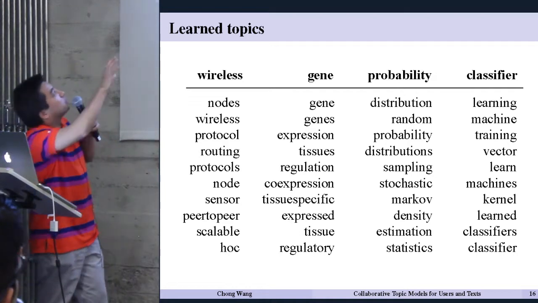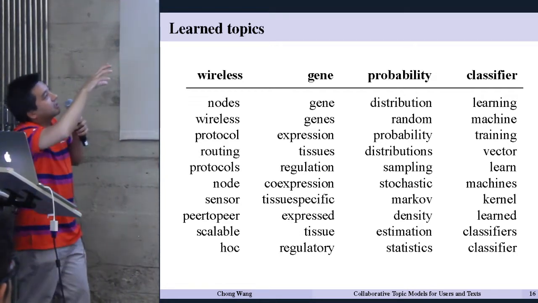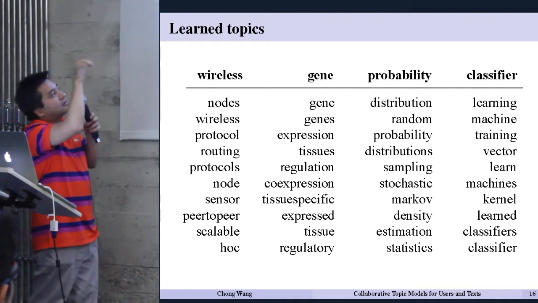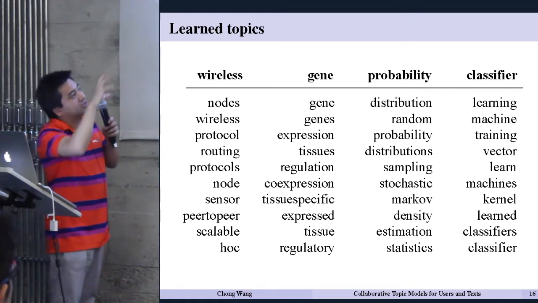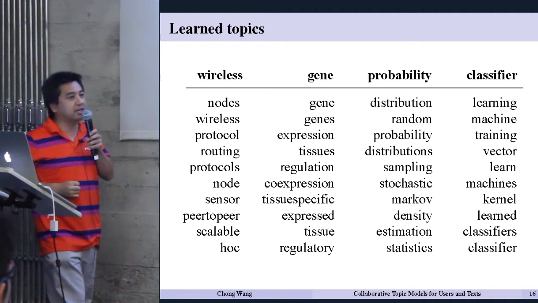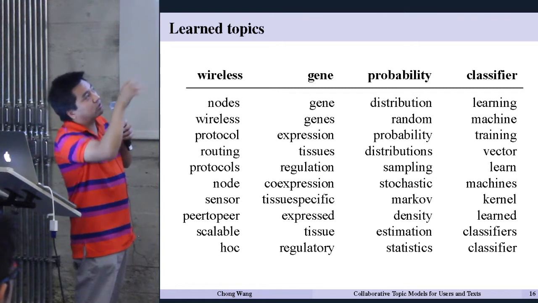So these are the words that I actually learned from that set of documents. For example, on the right-hand side, there's a topic about classifiers, but that label is one I assigned to this topic. The topic model does not really generate a label for you, but it generates at least the words that tend to co-occur together.